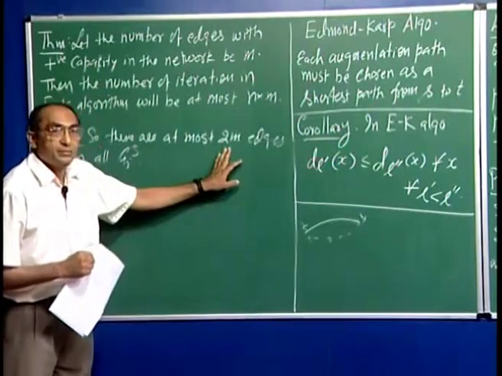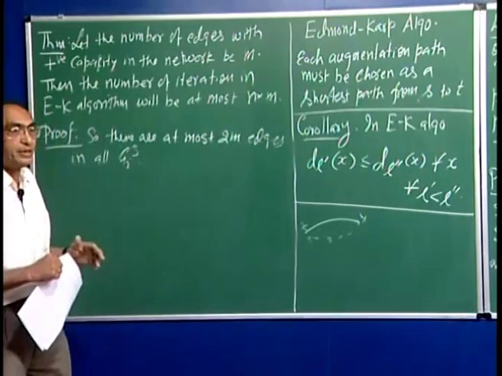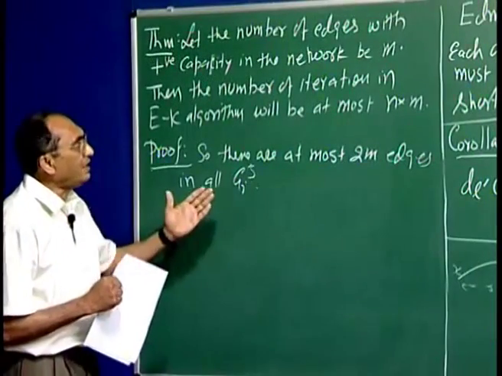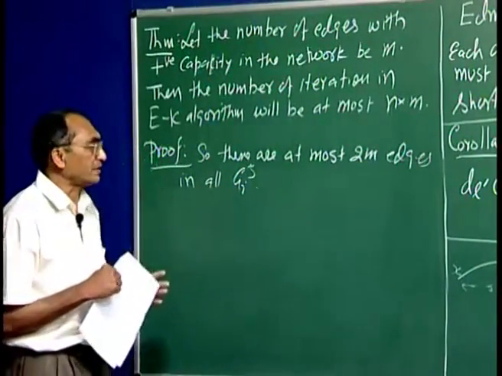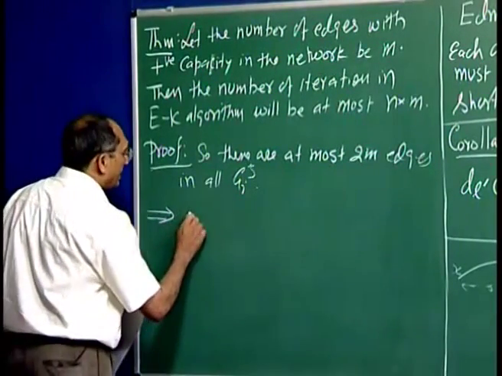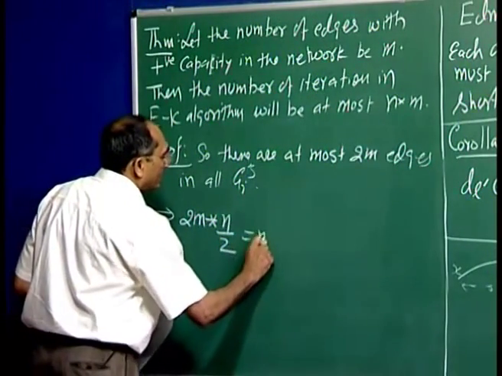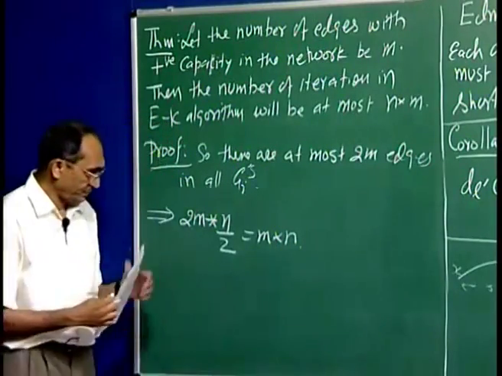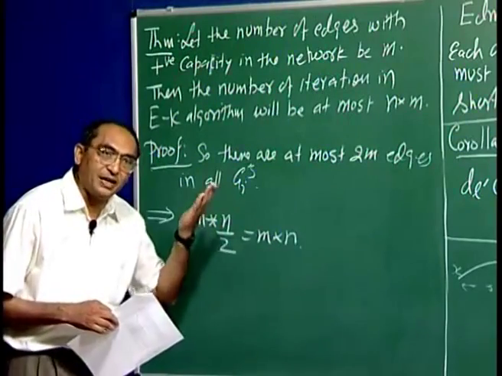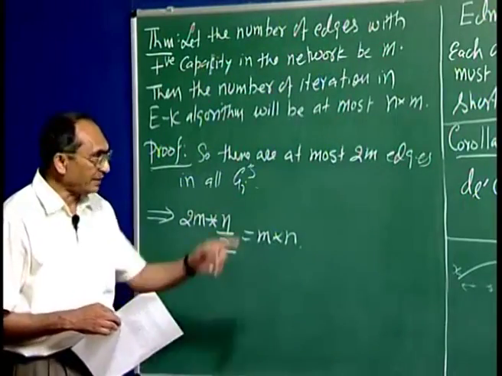Each edge can be a saturation edge in at most n by 2 iterations. Every iteration must have at least one saturation edge. So, we can directly say that the number of iterations can never exceed this number. If you have more than this many iterations, then at least one edge must have occurred n by 2 plus 1 times, but that is not allowed.